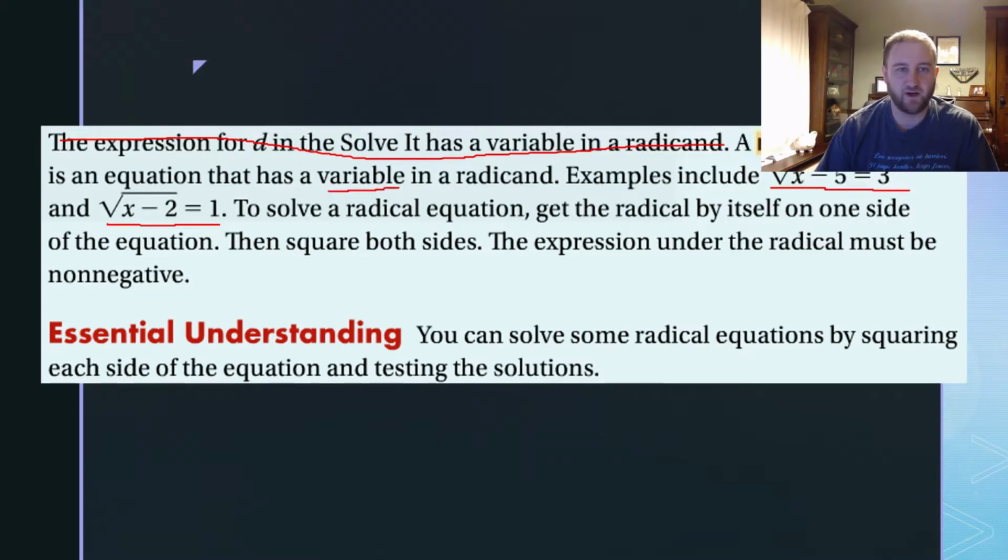When the variable is in the radicand, so you've got an x inside the radicand, that's a radical expression, or a radical equation. To solve a radical equation, you get the radical by itself. We solve it just like every other normal equation. You have to make sure you square both sides. That's how we get rid of the radical, by squaring both sides. You also have to remember that the expression underneath the radical needs to be non-negative. It's always got to be positive. You can't take the square root of a negative number.